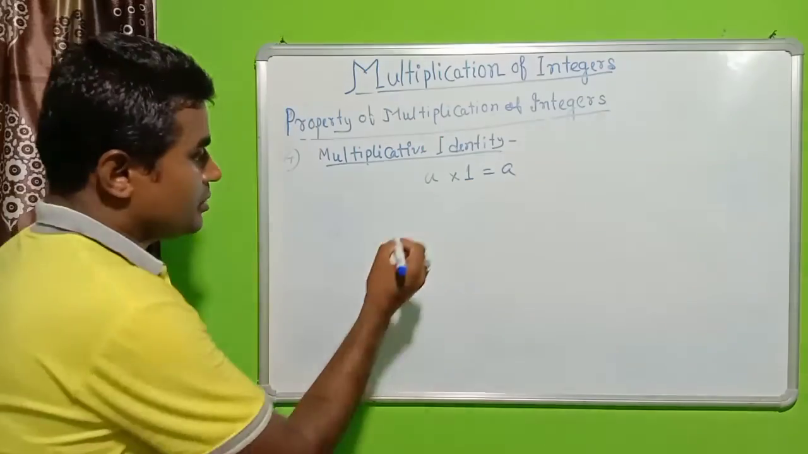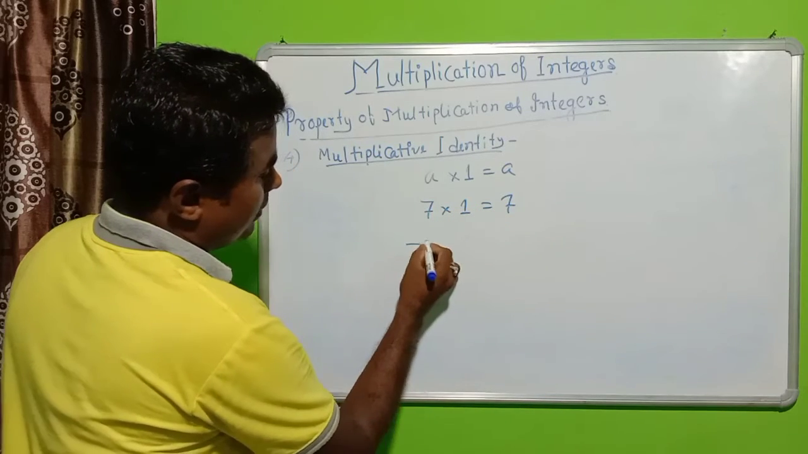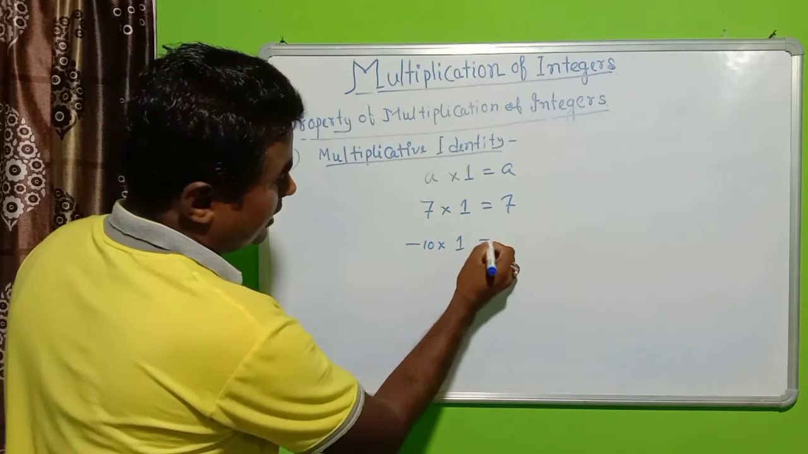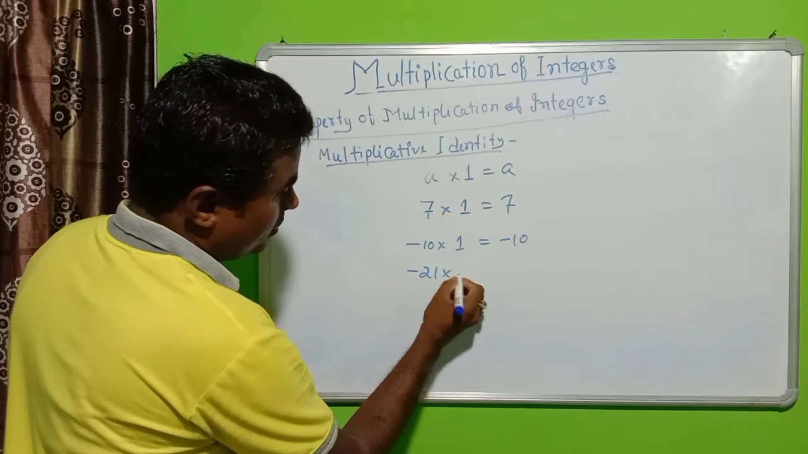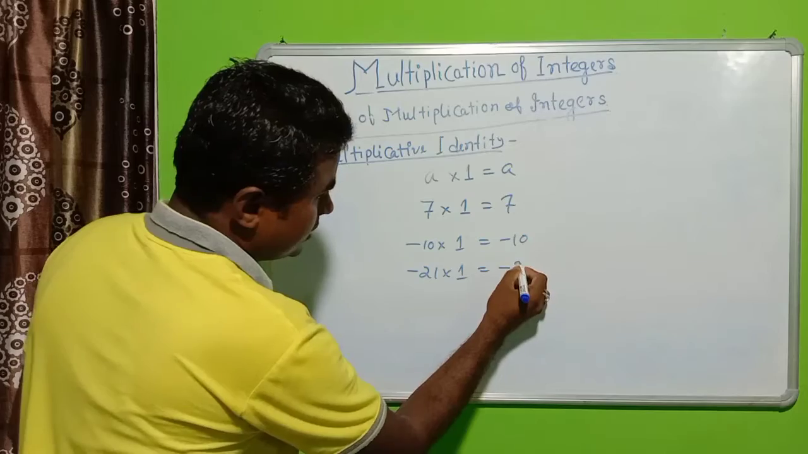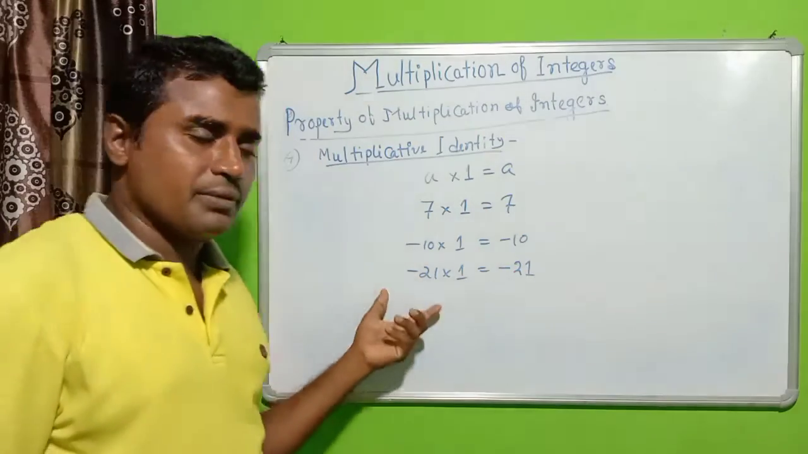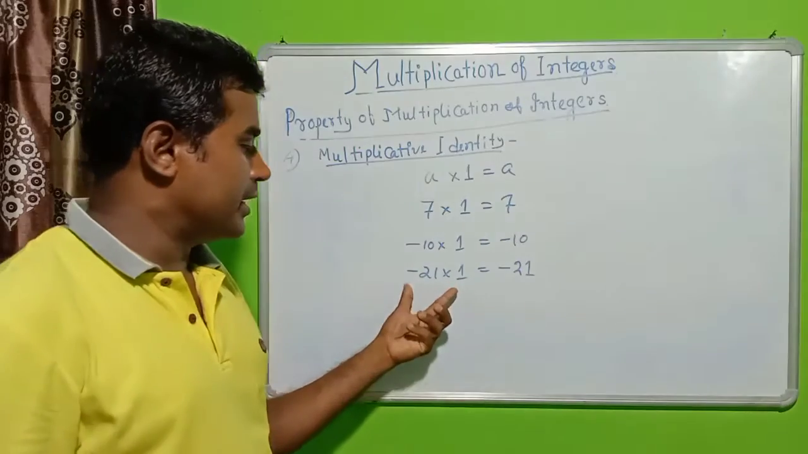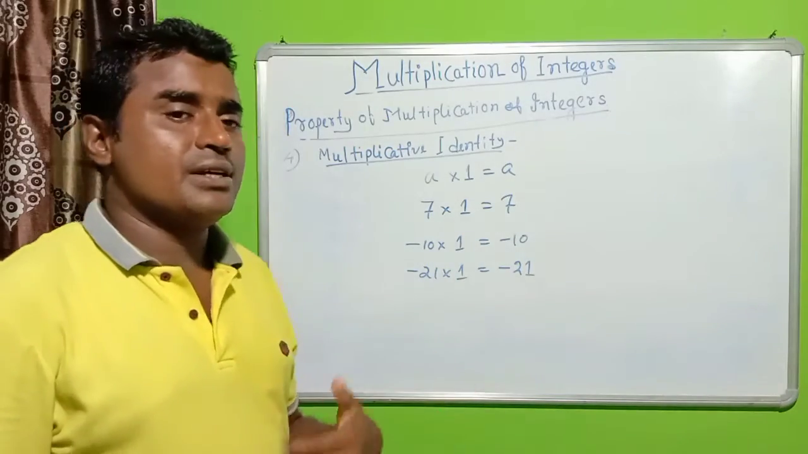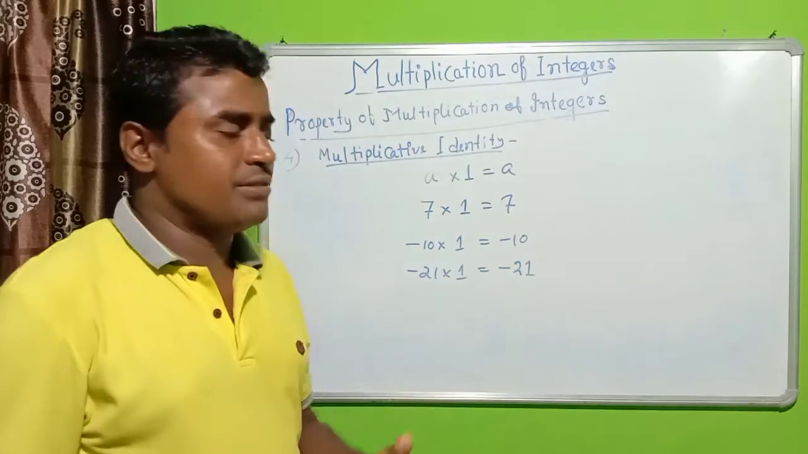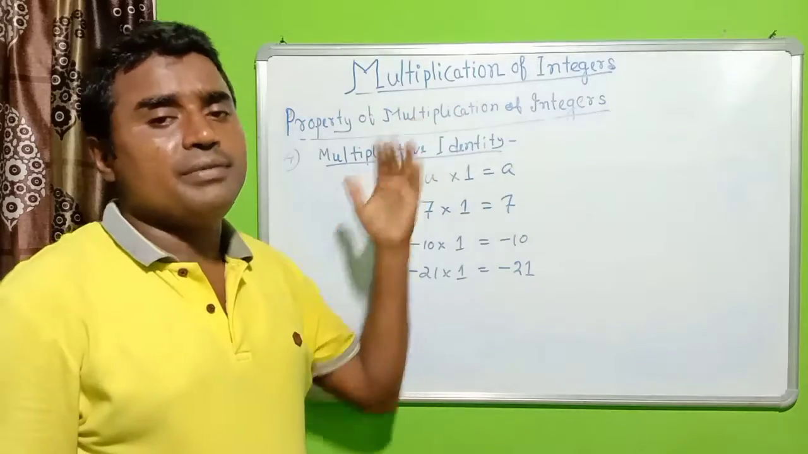Some examples: 7 into 1 is 7. Minus 10 into 1 is minus 10. Minus 21 into 1 is minus 21. That means whatever integer you take, the product of any integer with 1 gives the same integer. The result is the integer itself. So this is known as the multiplicative identity property of integers.